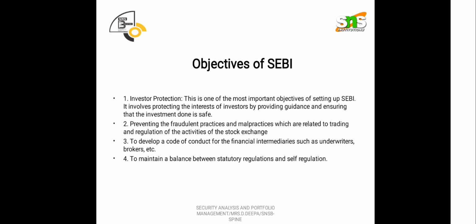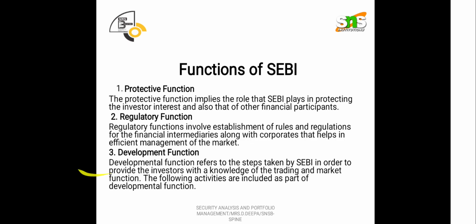Next is to develop a code of conduct for the financial intermediaries. Investors cannot directly go and invest in any kind of securities. Instead, they need intermediaries like underwriters and brokers, and only through them can investors trade in the market. Next is to maintain a balance between statutory regulation and self-regulation. Having a proper balance between all the regulations, by understanding them, we then invest in the stock exchanges.